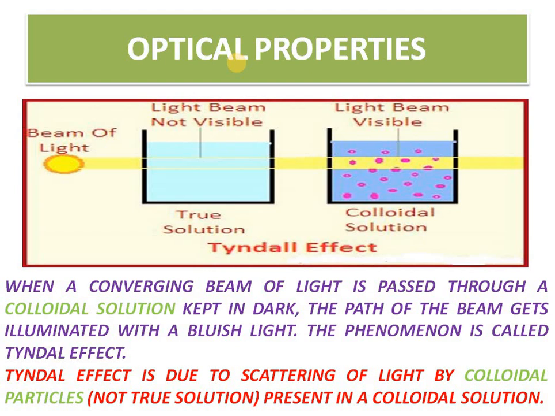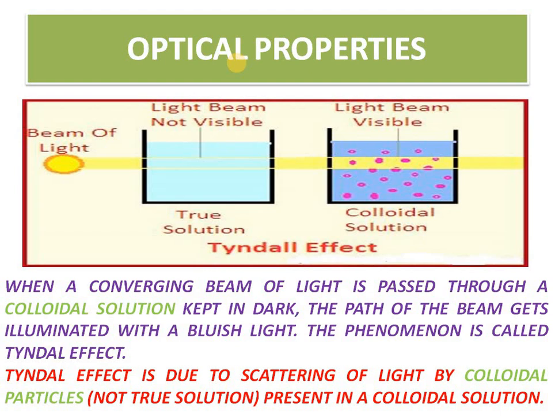Optical properties. If you see the diagram, we have passed a beam of light, that is also a converged beam of light, through a true solution. You know that true solutions do not scatter light because the size is small. The particles should have appreciable size, then only this scattering will take place. Now if you pass this converging beam of light through a colloidal solution, it will scatter light. And we can see it through a microscope, because with eyes we cannot see that.